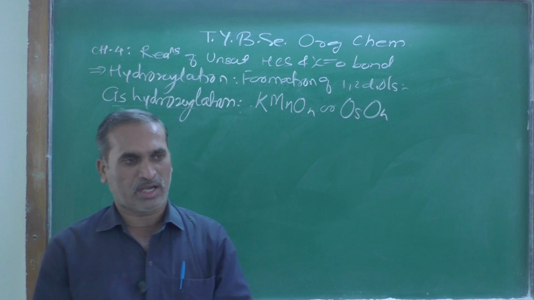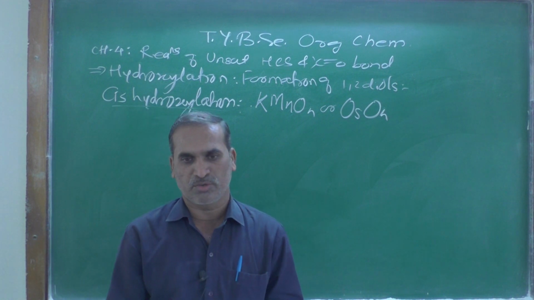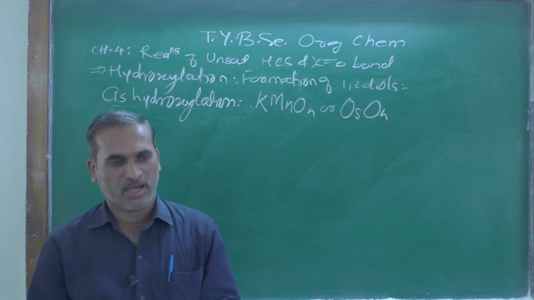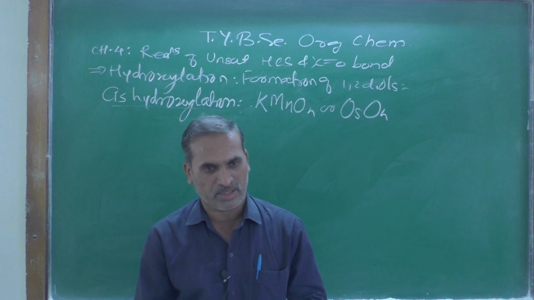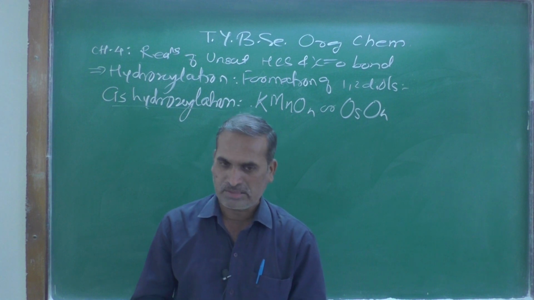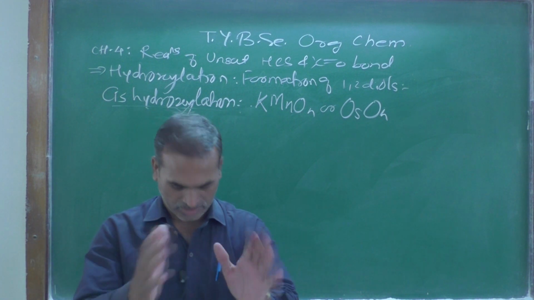As we know, what does Markovnikov's rule mean? The statement of Markovnikov's rule: in an addition reaction, the negative part of the reagent attaches to the carbon atom which carries fewer hydrogen atoms. So according to that we are going to get the product.